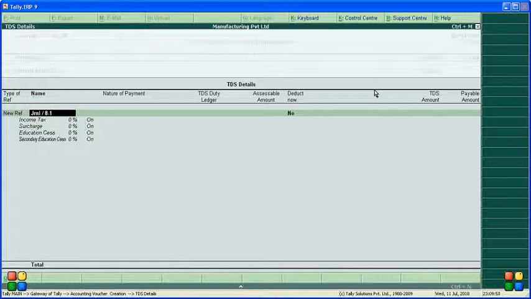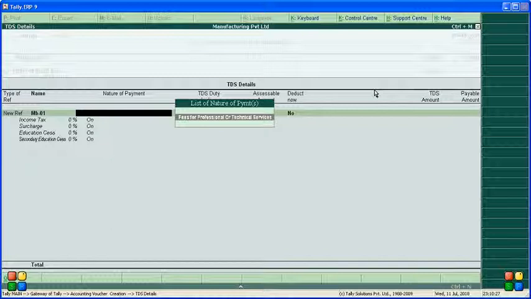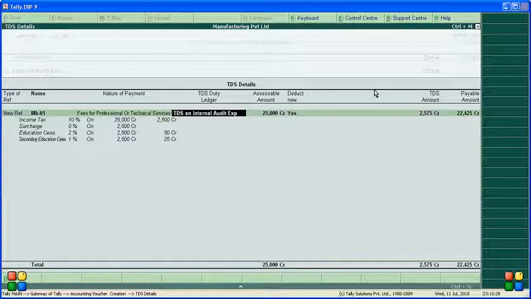It's showing new ref, yes. Name it general 801, for that purpose Mohan Bhargav 01. Income tax percentage is also given, surcharge percentage is also given, and education cess with secondary education. This is for India, not for other countries. Nature of payment: we are paying fees for professional or technical services. TDS on internal audit expenses is the TDS duty ledger. Accept this 25,000. Deduct now, make it yes.